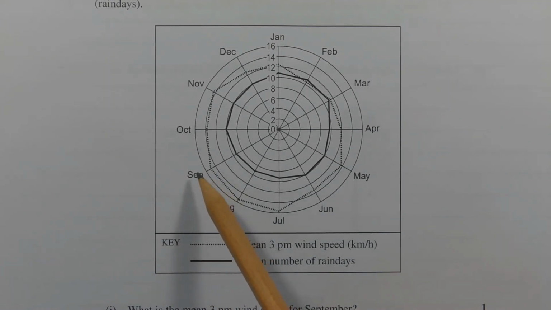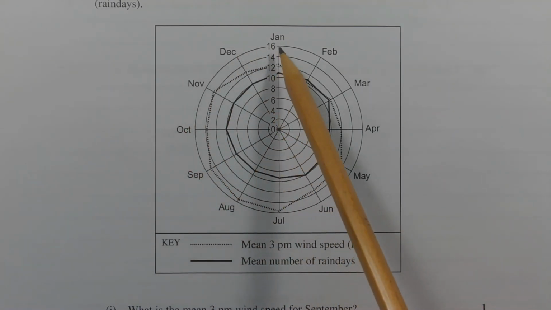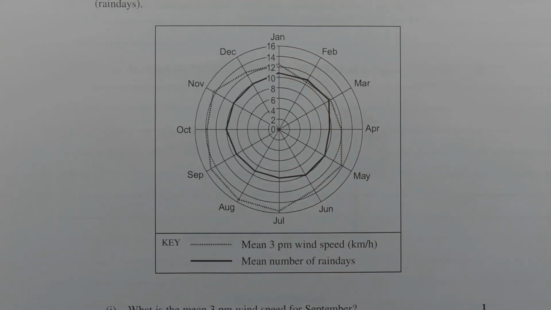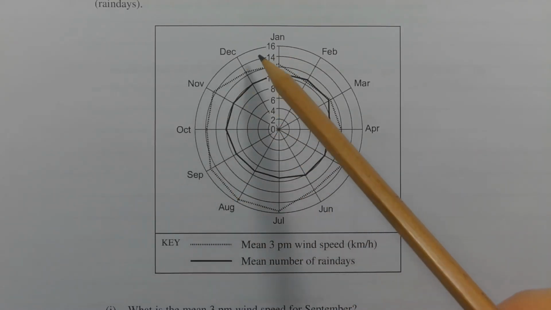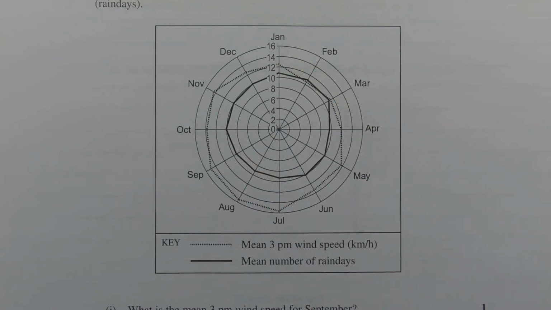Now the outer concentric circle, if we go back to the scale, corresponds to 16 kilometres per hour, and the concentric circle one in from that corresponds to 14 kilometres per hour. And the dotted line is somewhere midway between those two values. So the average of 16 and 14 is 15. So we can conclude that the mean 3 p.m. wind speed for September is 15 kilometres per hour.